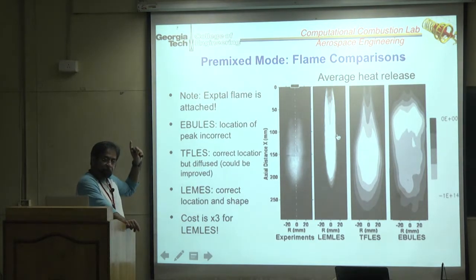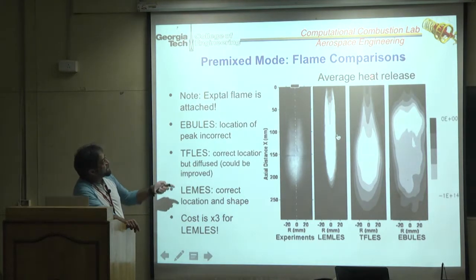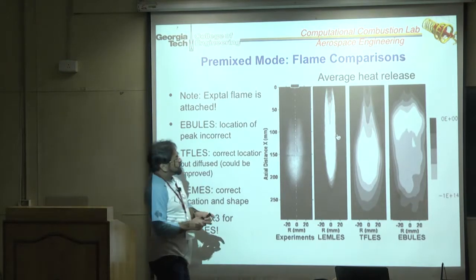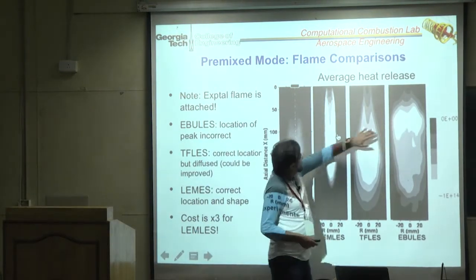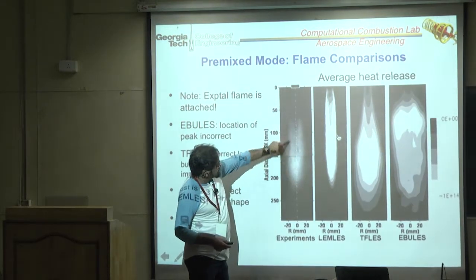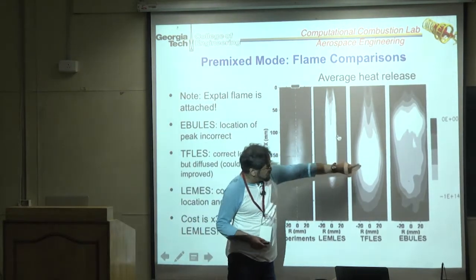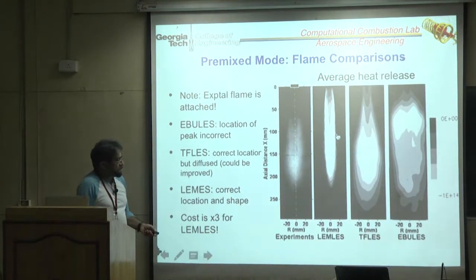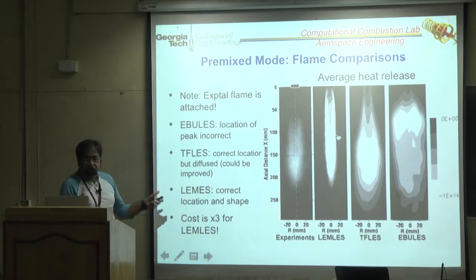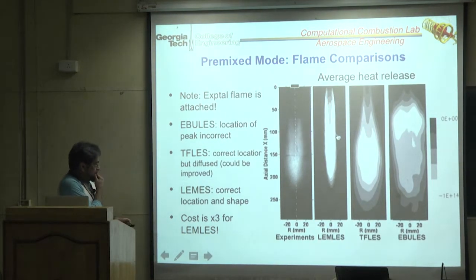Even though the velocity field looked good, look at the temperature field, or rather the average heat release. We're looking at chemiluminescence here, so we're looking at heat release. According to the EBU, heat release is occurring here. According to the experiment, the heat release is occurring right here. So EBU, thickened flame and LEM capture the structure reasonably, but the thickened flame is obviously much wider, because it has been thickened.